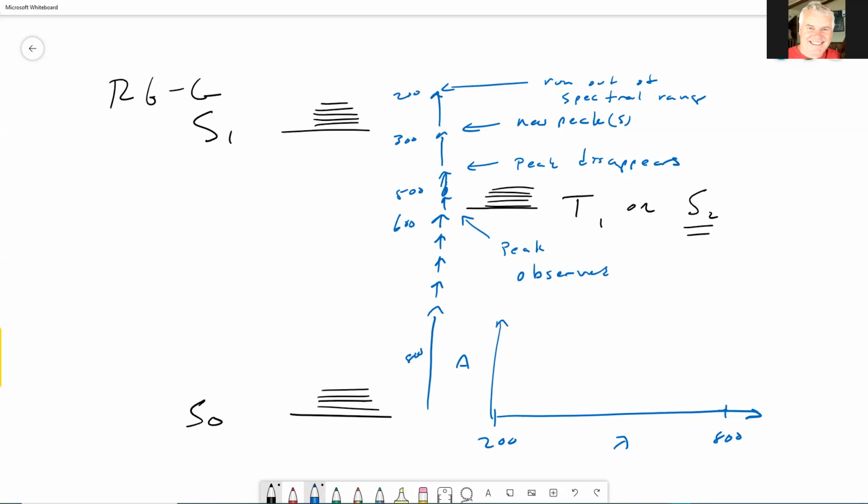And so we're going to start here, and we won't see anything, right? Until we get to this first peak, right? And this is the, let's forget the T1, let's call this S2, right? This will be S0 to S2.